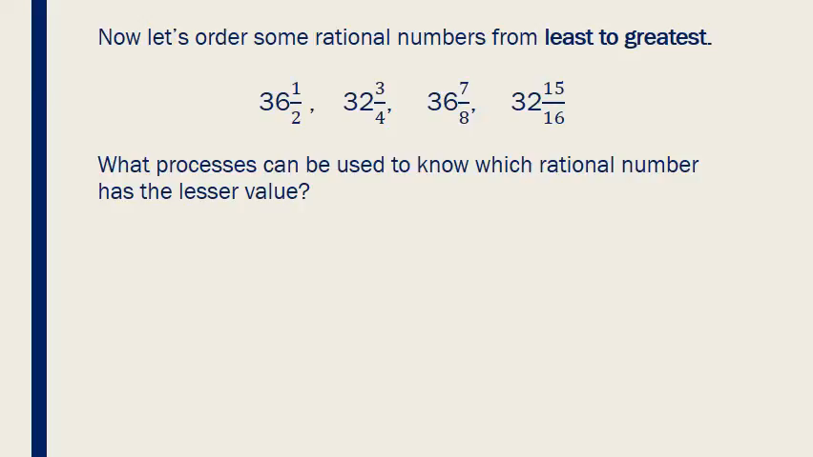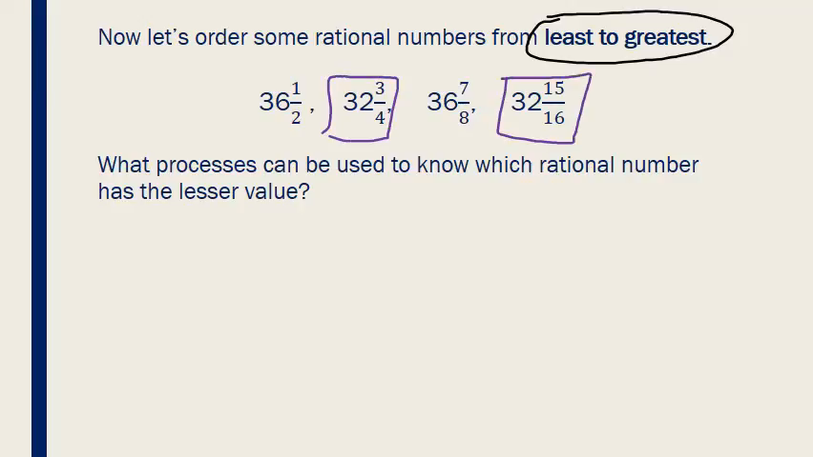All right, that's a great strategy. You looked at your whole numbers. Here we have 36, 32, 36, and 32. Well, if we're looking for the one with the lesser value, because we're ordering from least to greatest, we know that the first 2 are going to be 32 and 3/4 and 32 and 15/16. Now we just got to figure out which one comes first, which one's less. Is it 32 and 3/4 or 32 and 15/16?